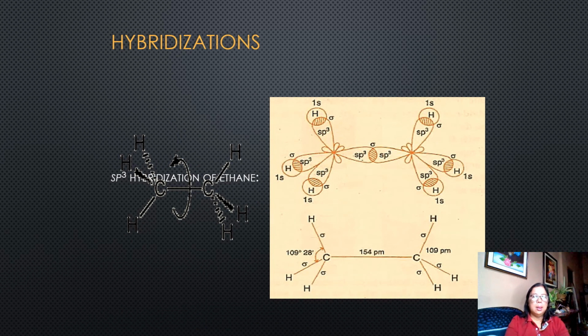And then this is the sp3 hybridization of ethane. You have here already a carbon to carbon bond. That is a single bond. And this is the illustration. Okay. And the hydrogen to hydrogen angle is already 109.